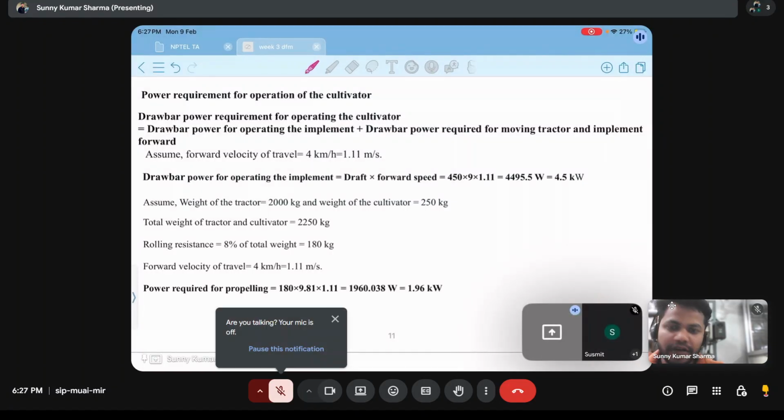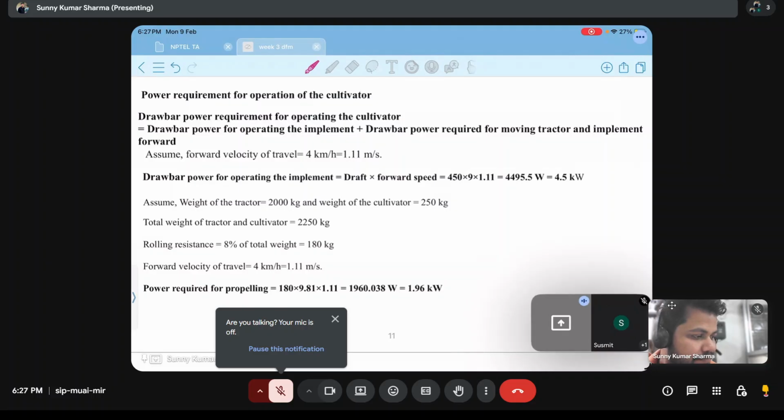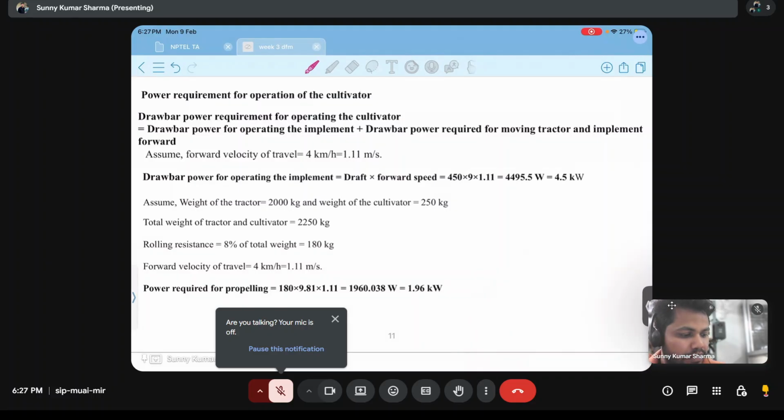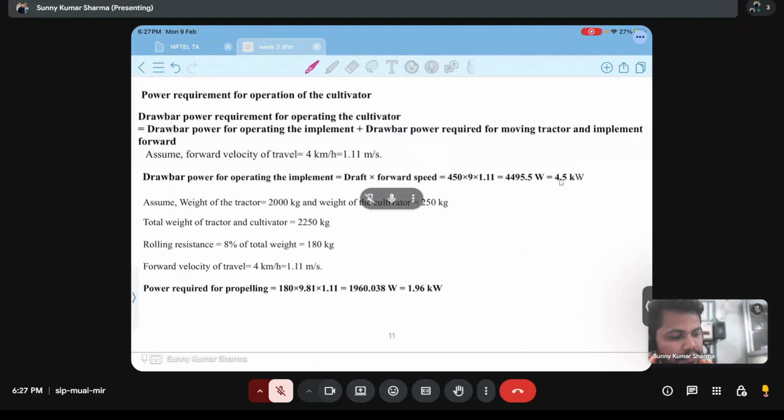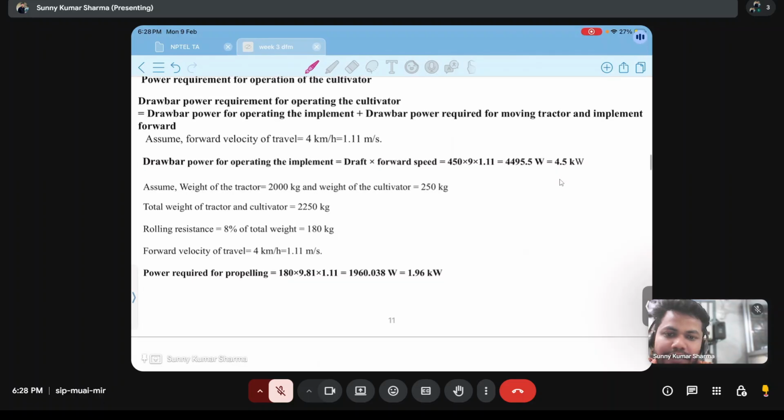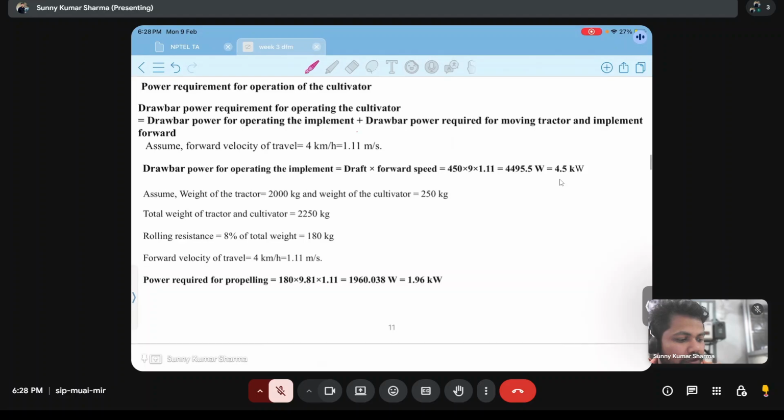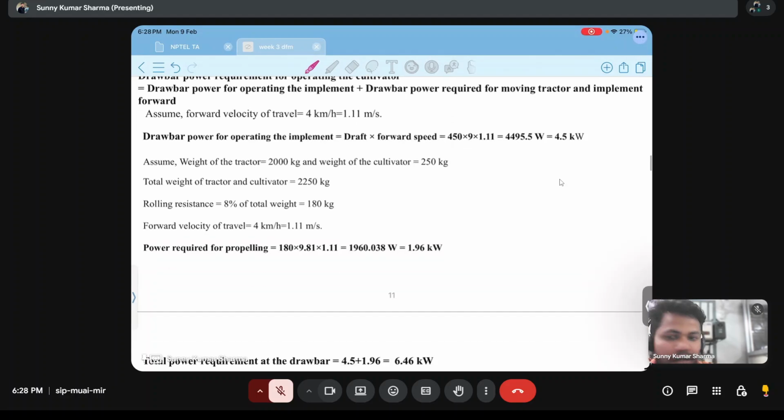So next part is power requirement for operation of cultivator. Here we need to know the drawbar power requirement for operating the cultivator. For that we will know the power for operating the implement and drawbar power required for moving the tractor or implement. We will assume the forward speed as 1.1 meter per second or 4 kilometer per hour. Drawbar power for operating the implement, for just operating the implement or moving the implement, will be draft into forward speed.